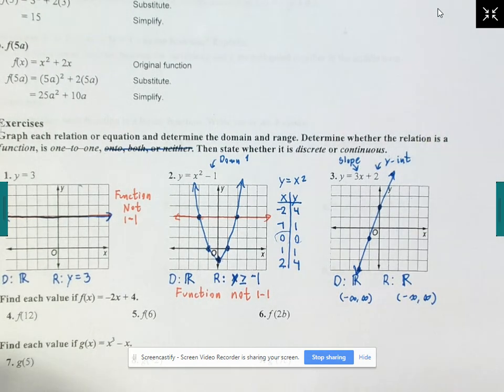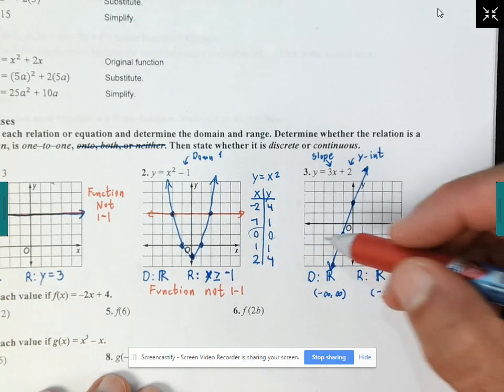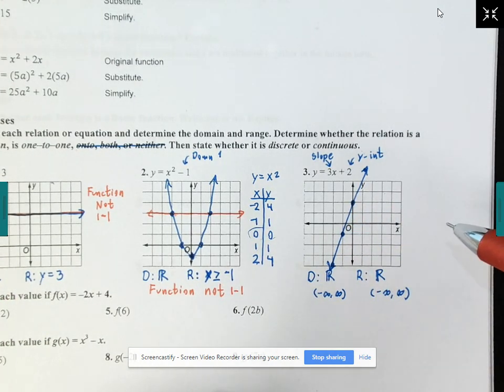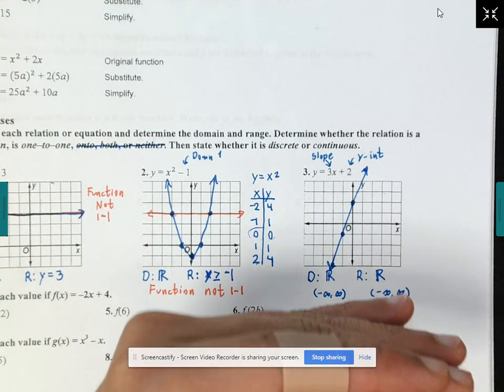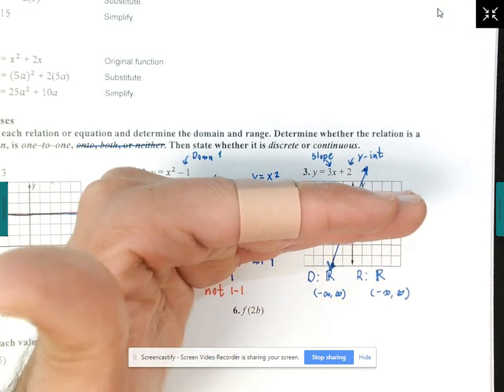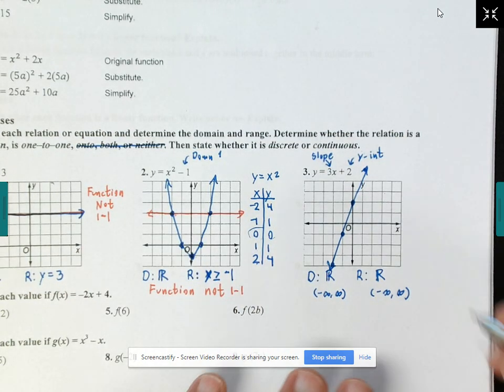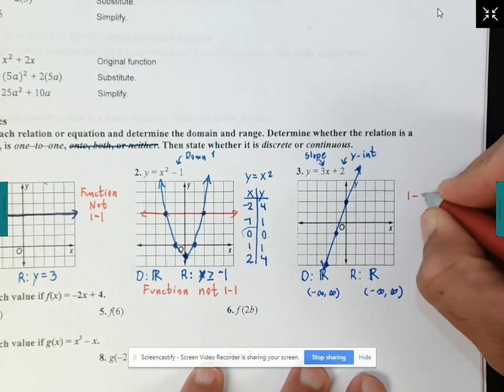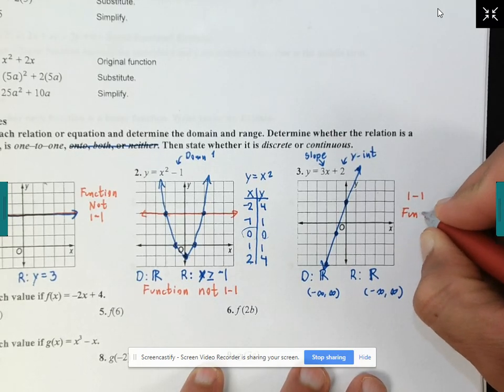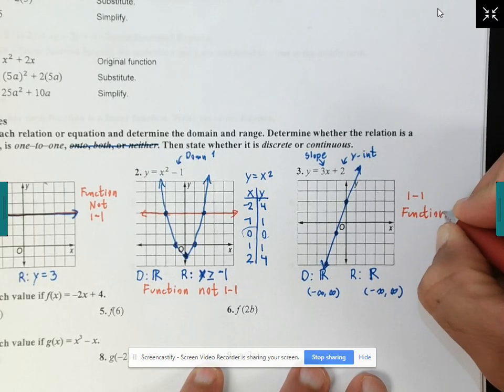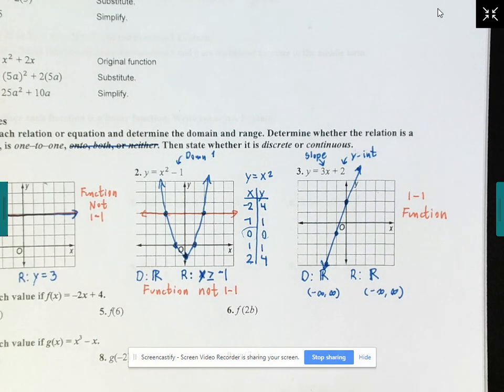All right. Now, is this going to be a function? Yes, it passes the vertical line test, right? It doesn't matter where I put a line on here, it only touches one point on this line. Now, does it pass the horizontal line test? If I put a horizontal line anywhere on here, it's also only going to touch one point. So this is actually a one-to-one function. Remember, a one-to-one function must pass both the vertical line test and the horizontal line test.